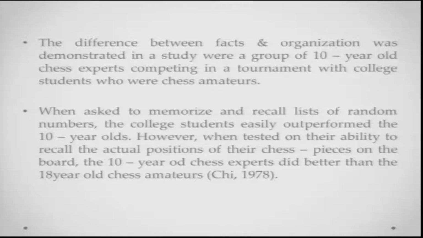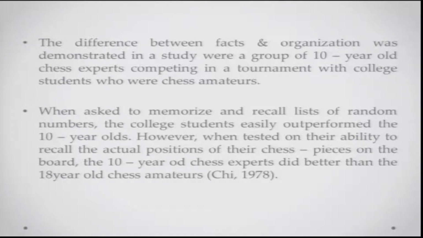Now, the difference between facts and organization was demonstrated in a study where there were 10-year-old chess experts, children who were very good at playing chess, competing with college students who were amateurs at chess. Obviously the college students have more mental ability and you would expect them to do better. When they were asked to memorize and recall lists of random numbers, the college students outperformed the 10-year-olds. But when they were tested on their ability to recall the actual positions of the chess pieces, the 10-year-olds did much better than the 18-year-olds.